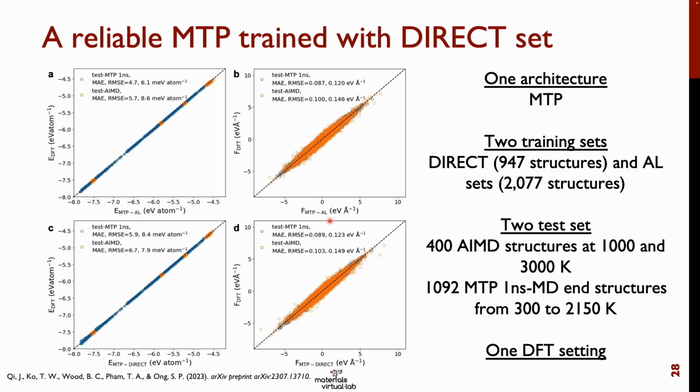And we also trained the moment tensor potential with 2 different training sets. One is the direct sample structure set. The other is the active learning set. And we use 2 test sets. One is from AIMD.